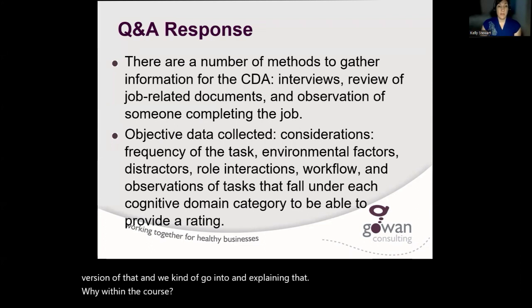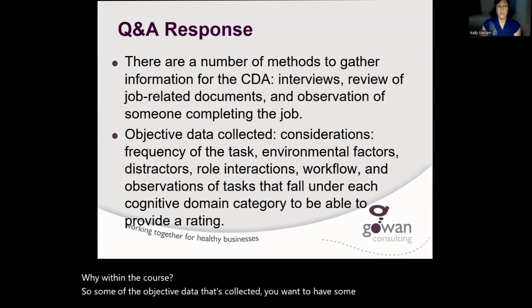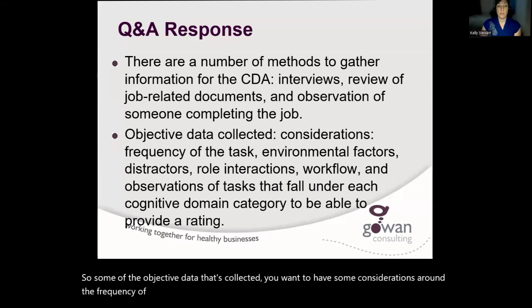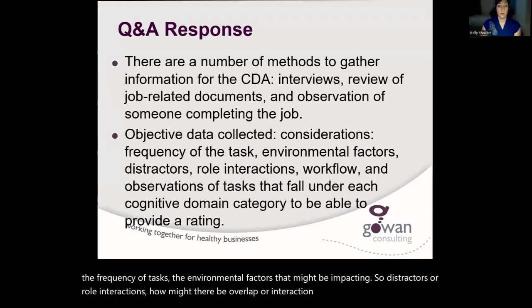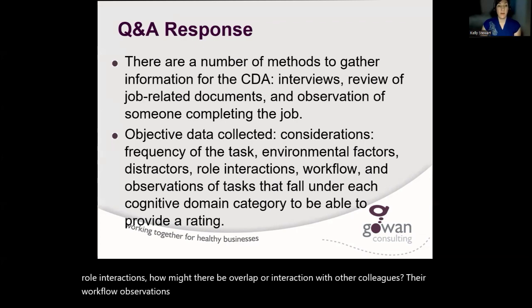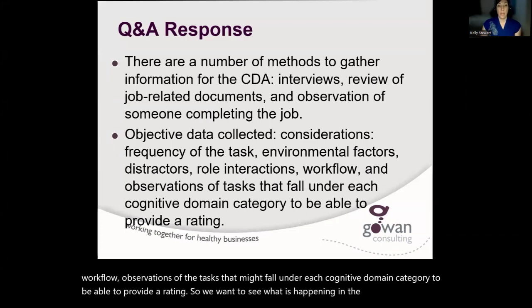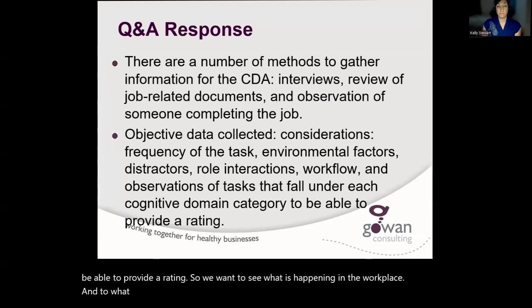So some of the objective data that's collected, you want to have some considerations around the frequency of tasks, the environmental factors that might be impacting, so distractors or role interactions, how might there be overlap or interaction with other colleagues, their workflow, observations of the tasks that might fall under each cognitive domain category to be able to provide a rating. So we want to see what is happening in the workplace and to what level.